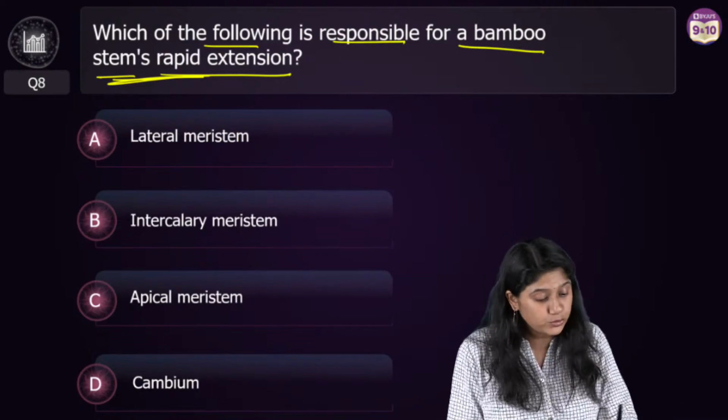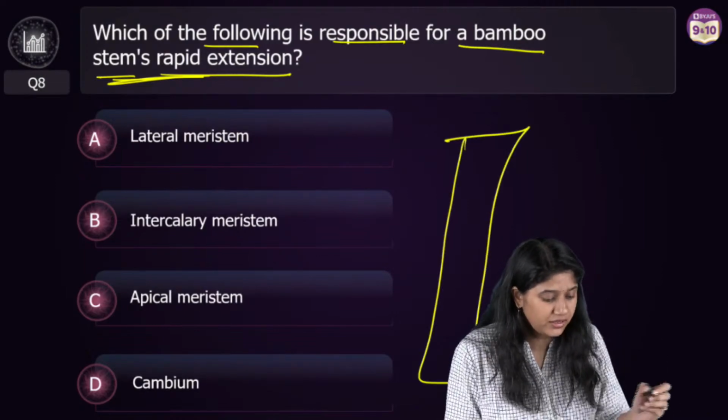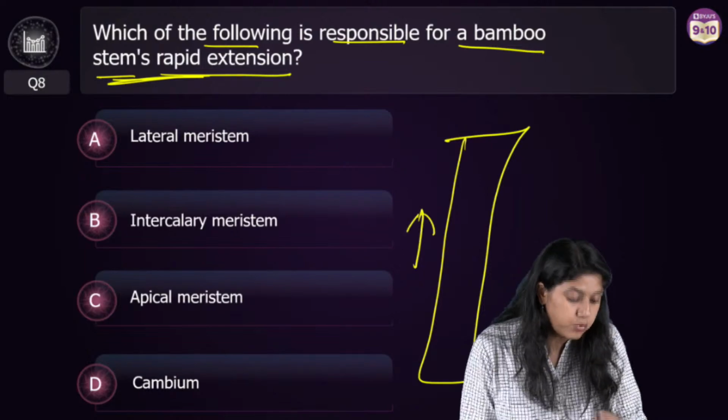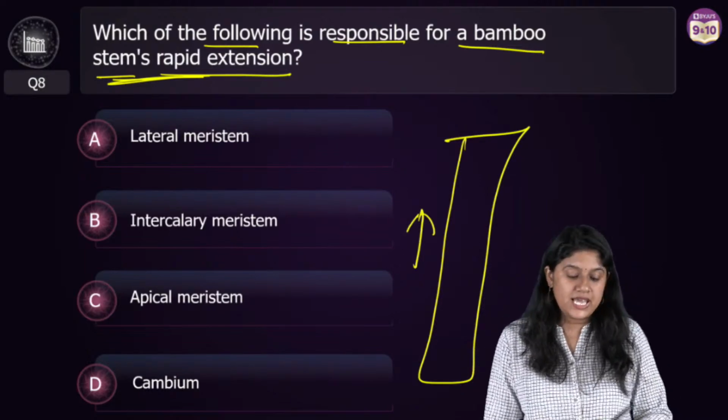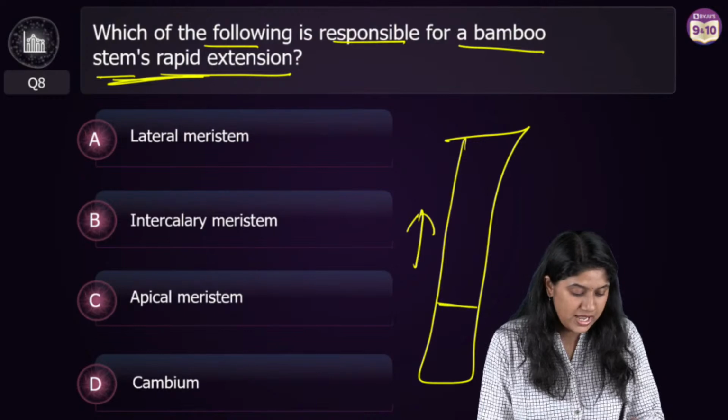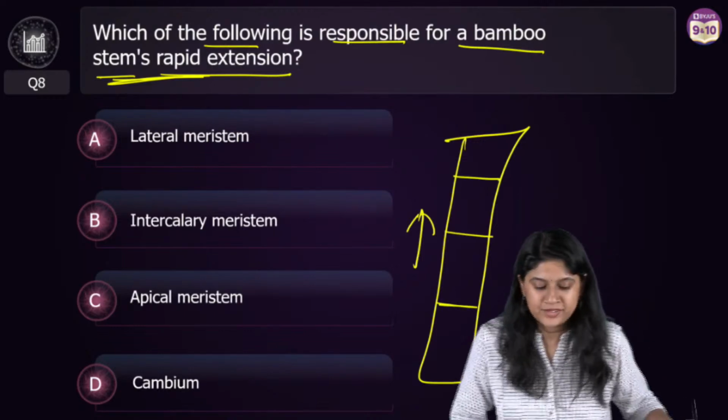So we know that bamboo grows in this particular. Basically, bamboo grows in a vertical direction. And of course, it has these nodes.